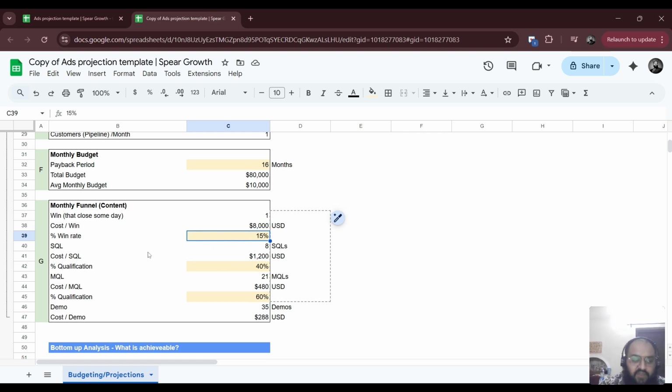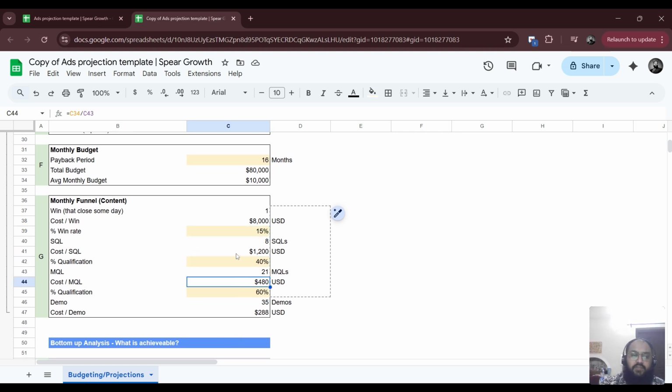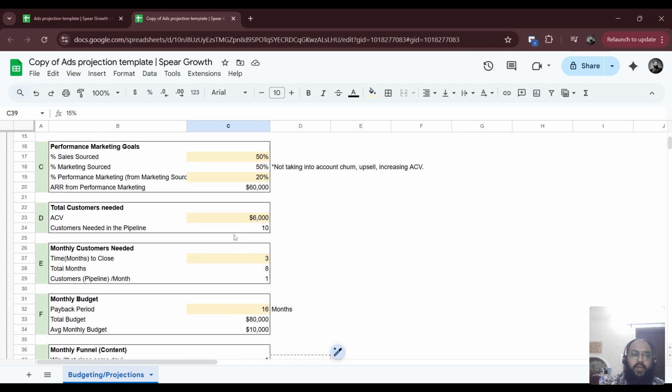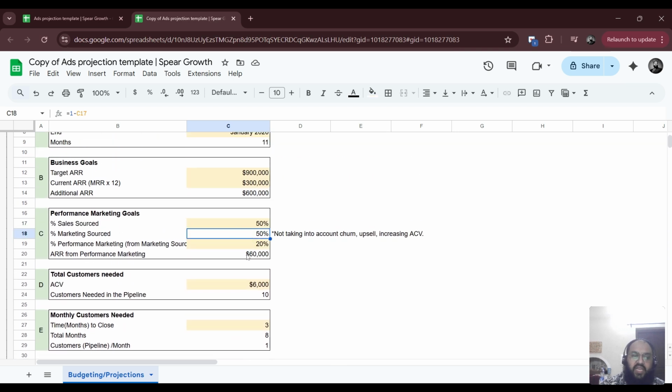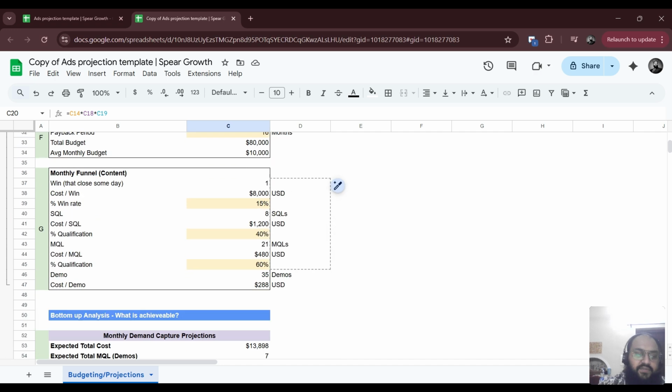Of course, if any of these stages you don't use, you can just put it to 100% and bypass that and get the calculations for the stages that you want. So whatever is marked in yellow is things that you can change and interact with, and then get the answers for projection questions you have.